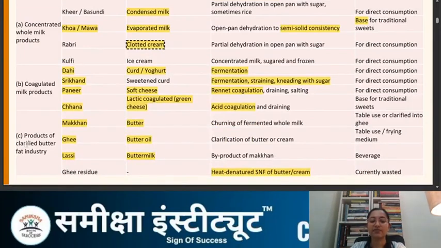Then next, the clarified butterfat industry: makhan, ghee and lassi. In the case of makhan, the corresponding western product is butter; ghee, butter oil; lassi, buttermilk. Again through churning, through clarification, and as a byproduct. Then what is ghee residue? How is it produced? It is the heat denatured SNF of butter or cream.